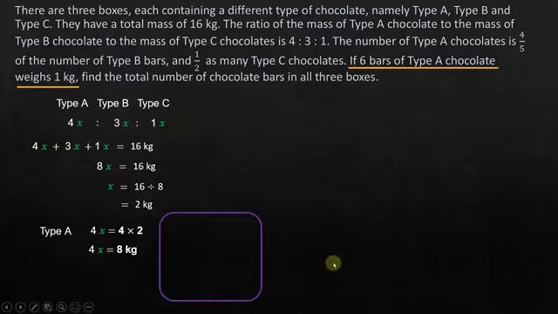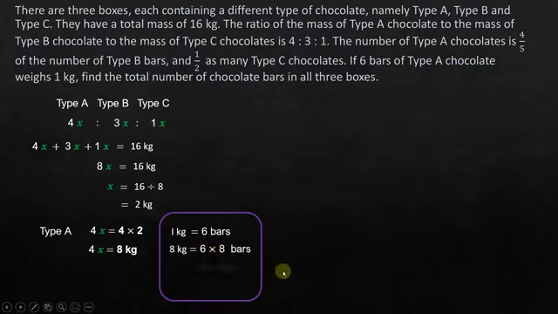So let's put that down. 1 kg is equal to 6 bars. This is only for type A, right? Because it clearly says 6 bars of type A chocolate weighs 1 kg. So 1 kg is 6 bars. 8 kg is 6 times 8. That is 48 bars. So type A, we have found out it has got 48 bars.